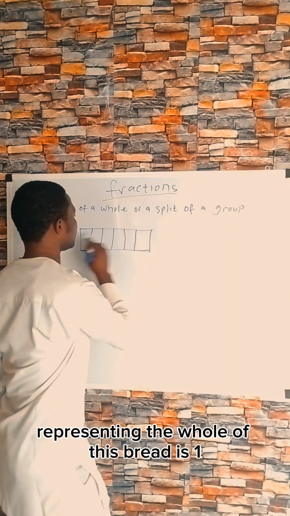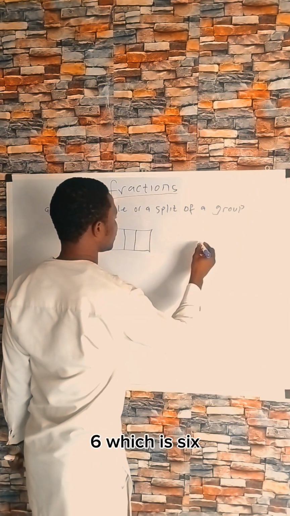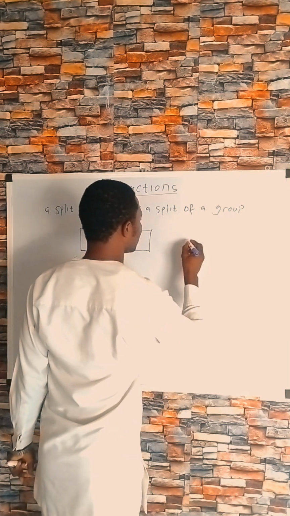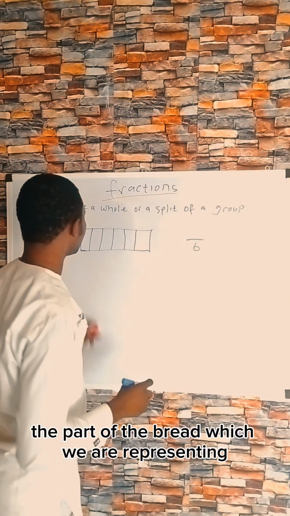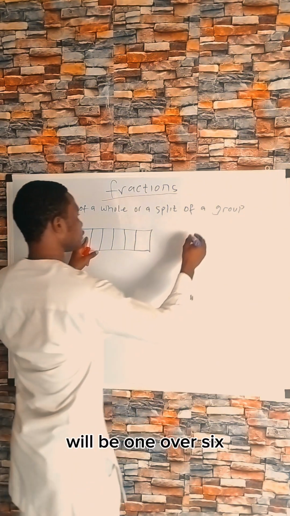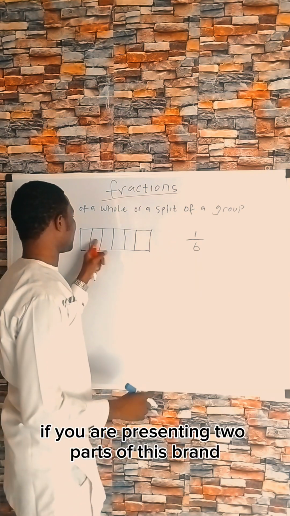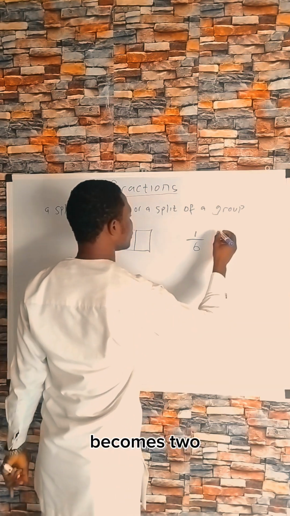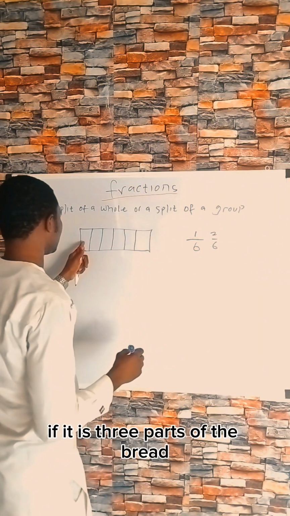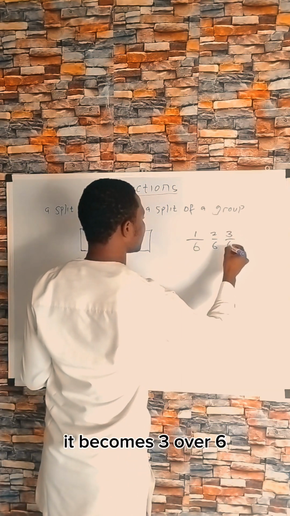By representing the whole of this bread, 1, 2, 3, 4, 5, 6, which is 6. Now, the part of the bread which you are representing will be written here. If you are representing just one part, it will be 1 over 6. If you are representing two parts of this bread, it becomes 2 over 6. If it is three parts of the bread, it becomes 3 over 6.